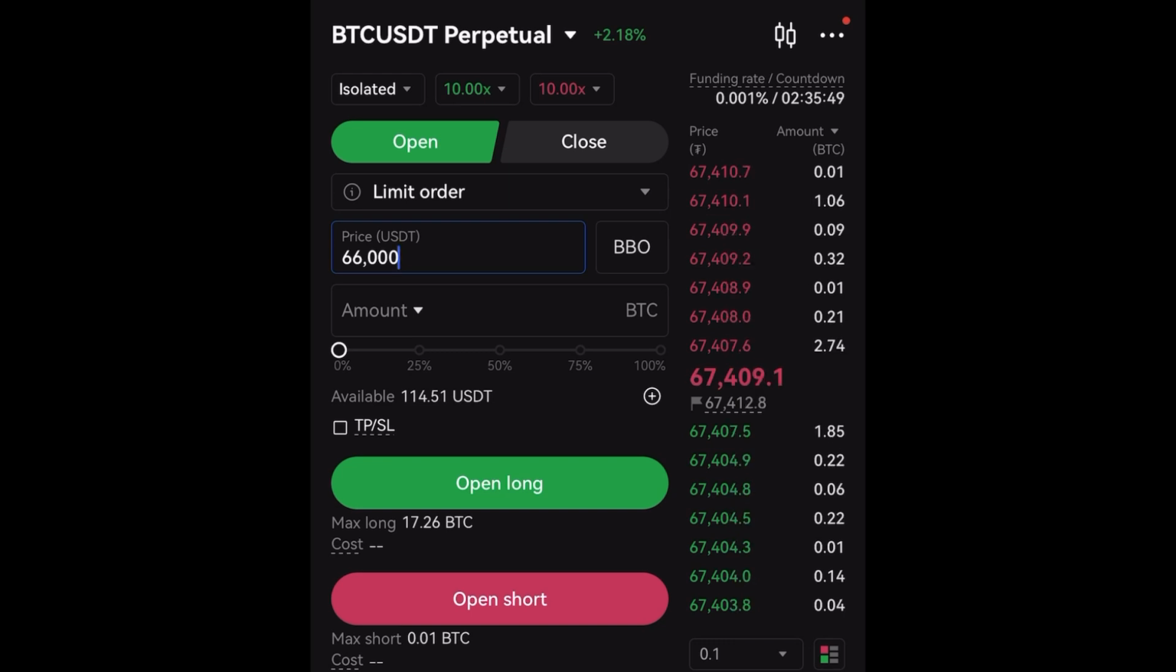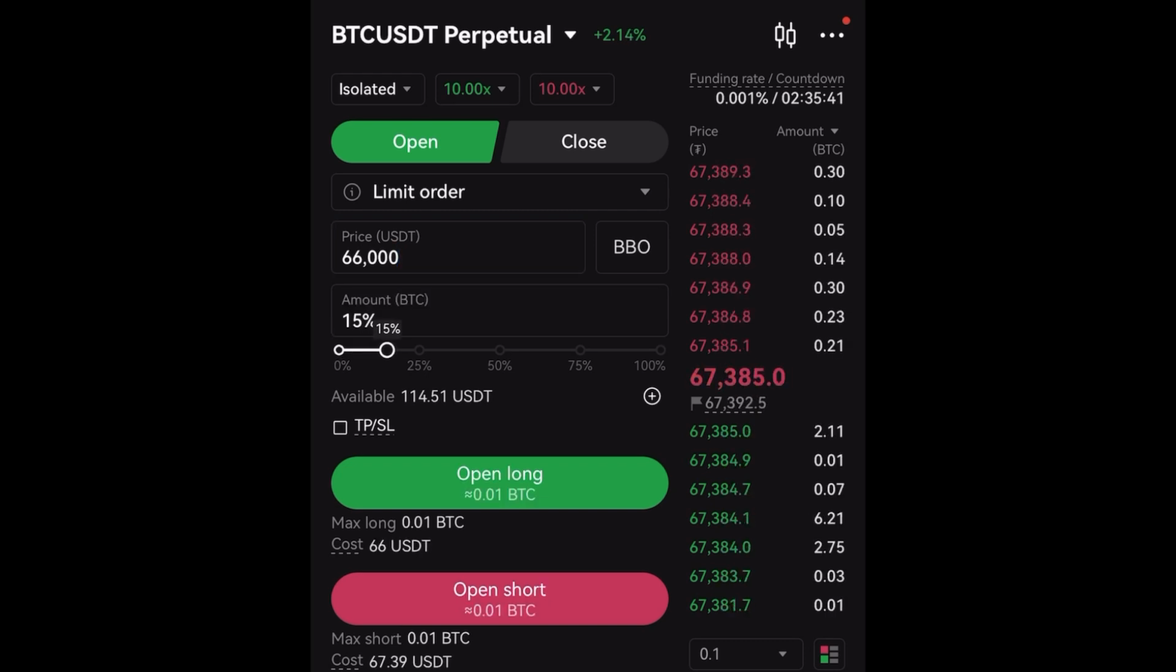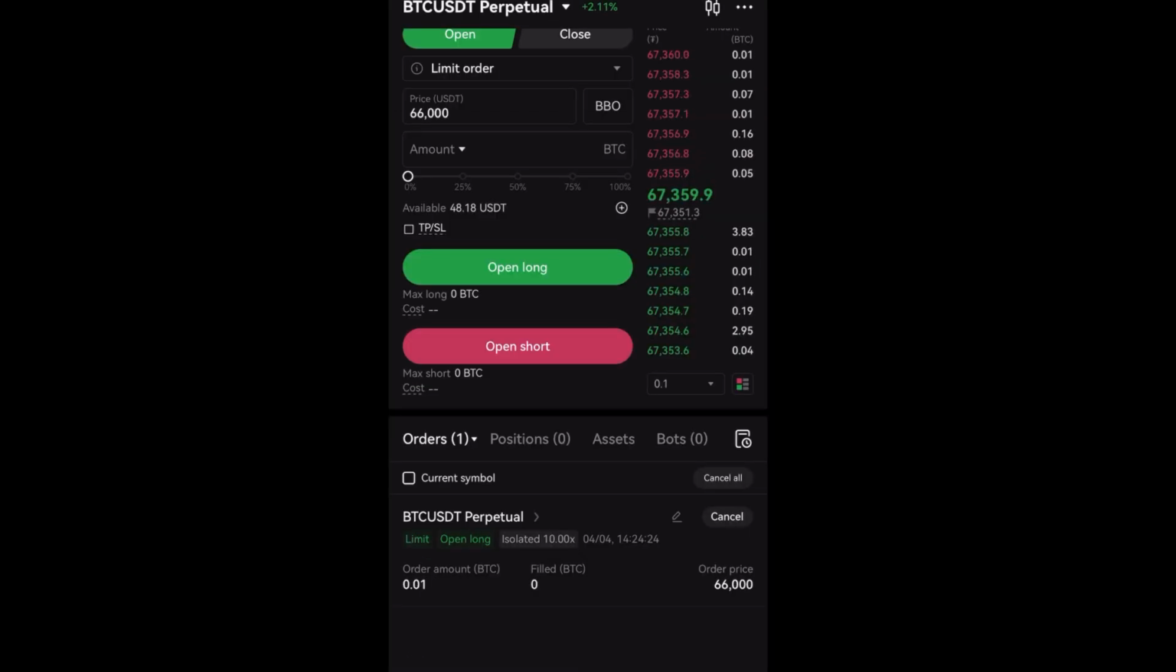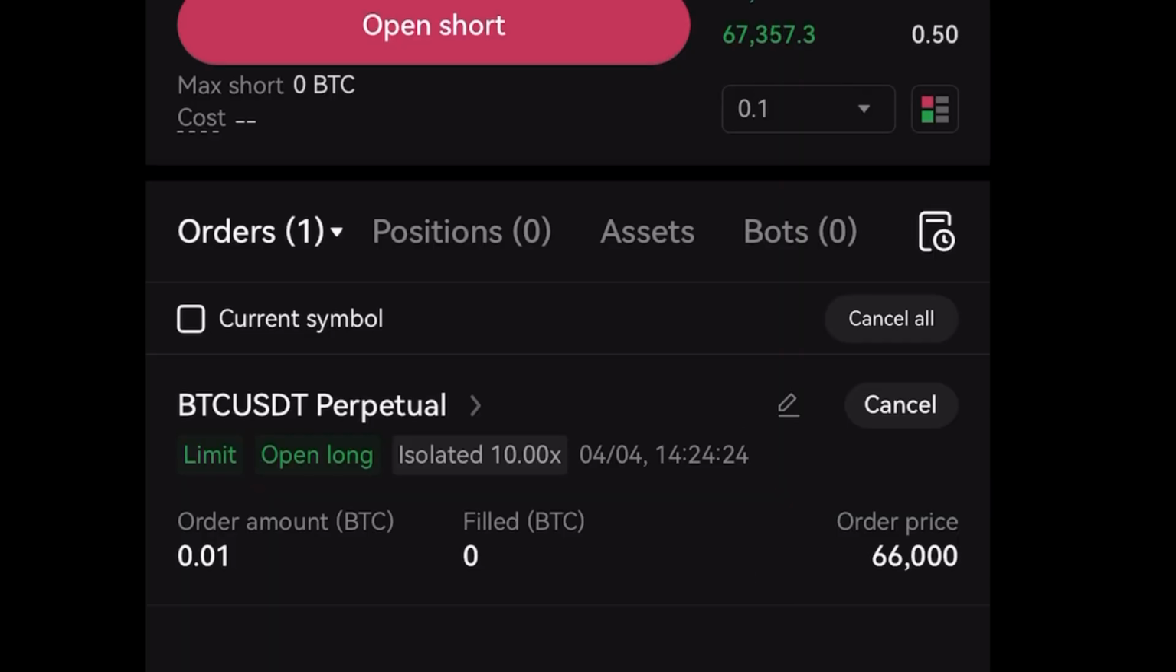Market has passed that price, but you feel the market will still drop back before moving up. You can put a 66,000 limit price, select some part of your balance to enter the trade and open long. Once you do this, an open order will be opened, which means that the order has been created and is going to be filled. It's going to become a running market order when price reaches that $66,000.